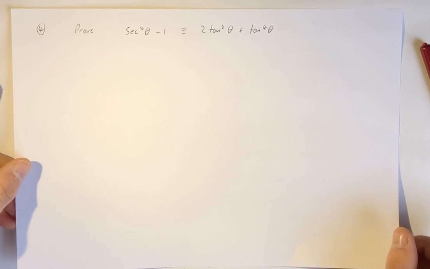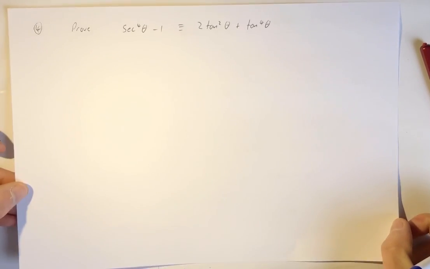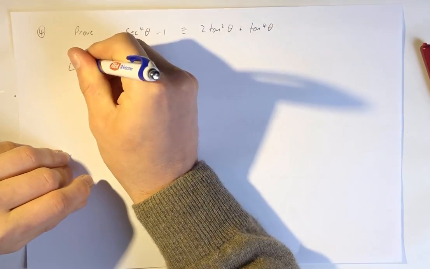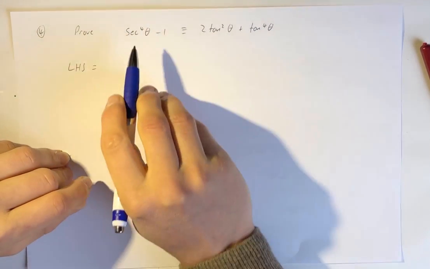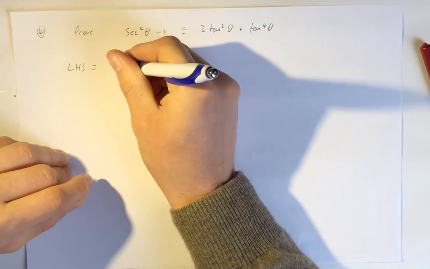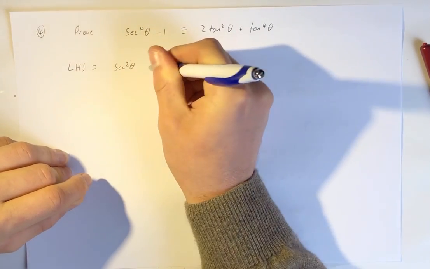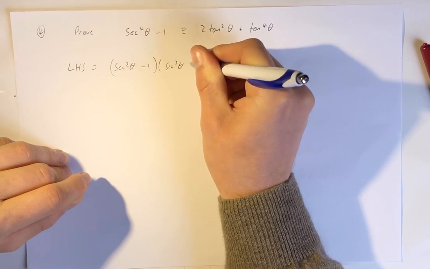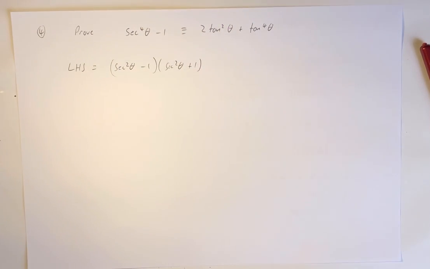Last one for today. Hopefully you're seeing a wee bit of a pattern with these ones. There's another difference of two squares. So this left hand side, it's not immediately obvious it's a difference of two squares, but that's sec squared, isn't it? So that could be written as sec squared theta minus 1, sec squared theta plus 1. That's how I'm going to do that.